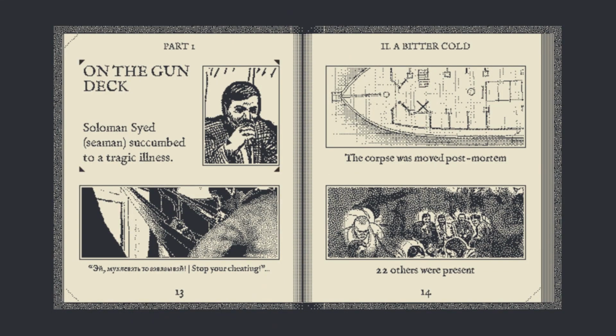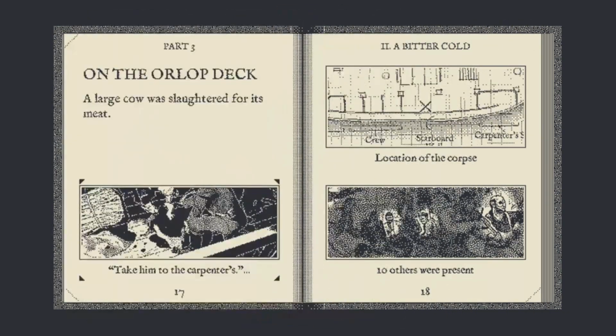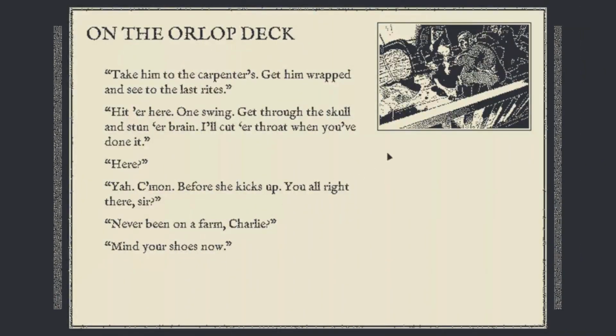Yeah. So the memory I'm thinking of was a large cow was slaughtered for its meat. So we had... Take him to the carpenters, get him wrapped up to see the last rites. They're here, one swing. Get through the skull and stun her brain. I'll cut her throat and you've done it. Yeah. You got it. Never been on a farm, Charlie.